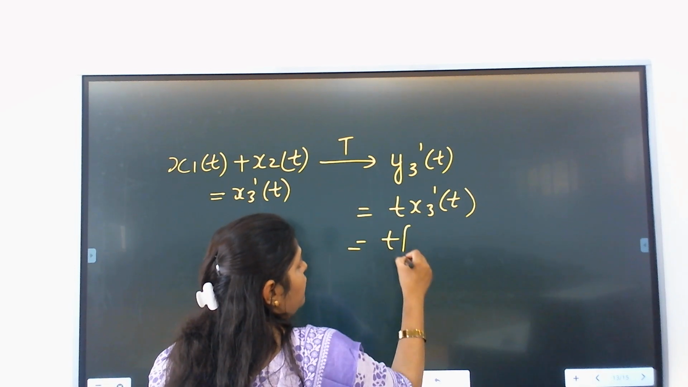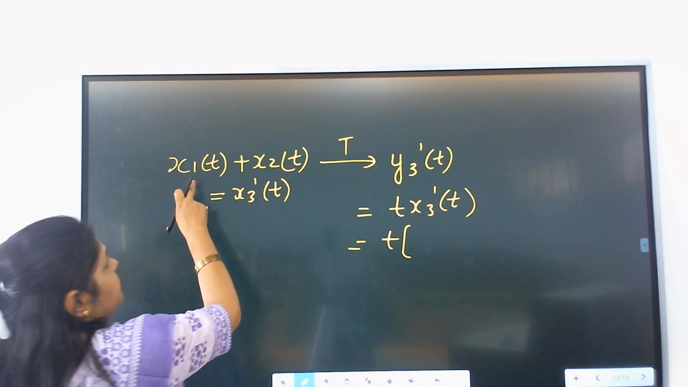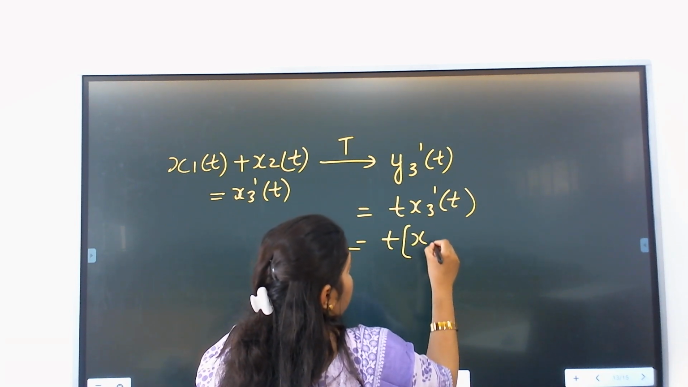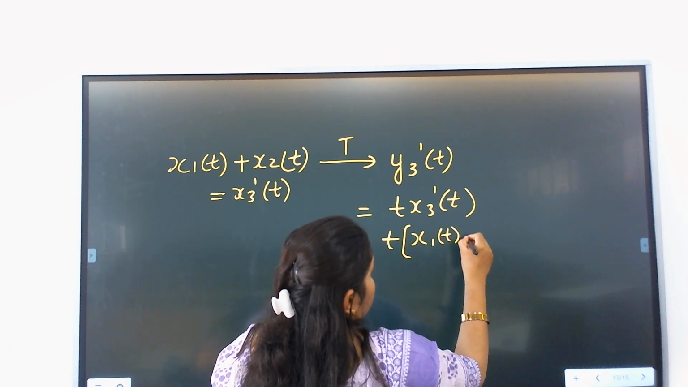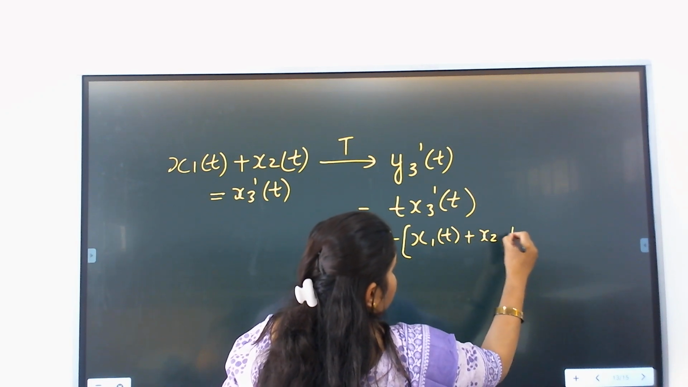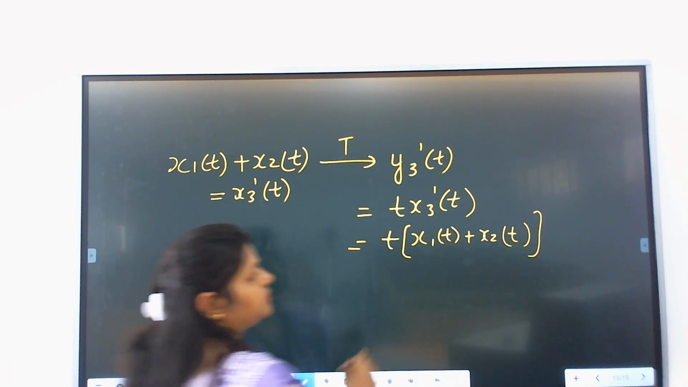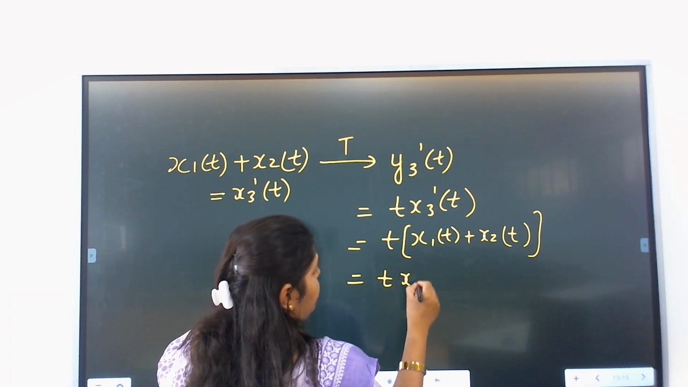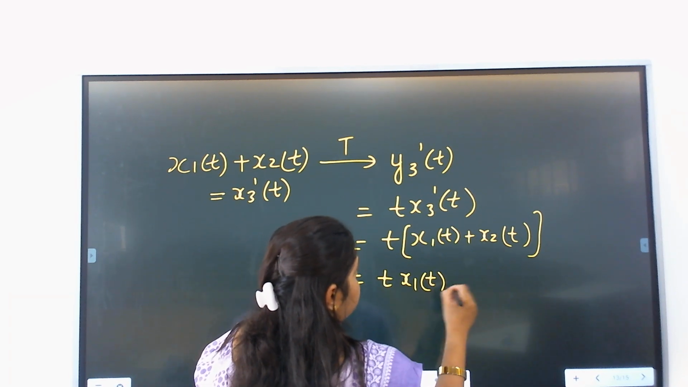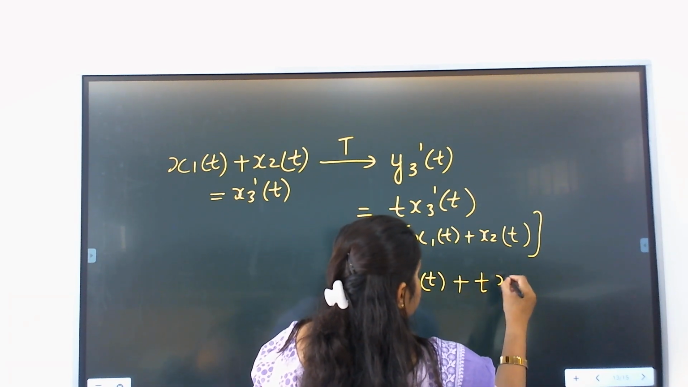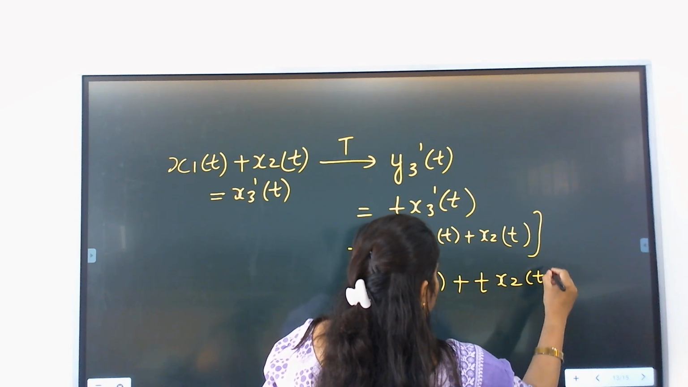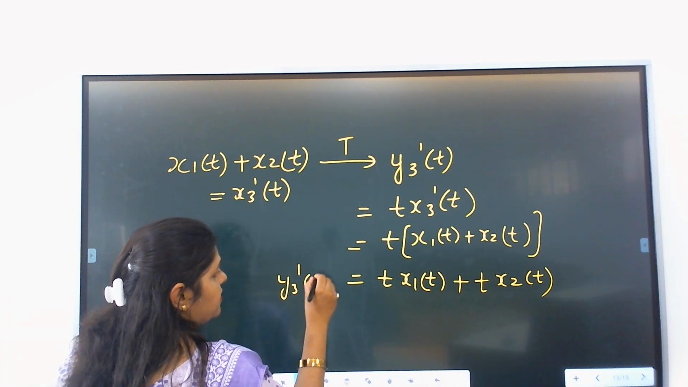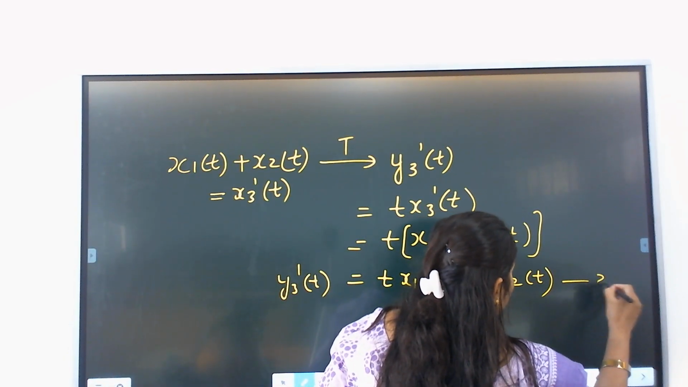What is the value of x3'(t)? It is x1(t) plus x2(t). Put this value in, right? Then the value is t x1(t) plus t x2(t). This is the value of y3'(t), equation 2.